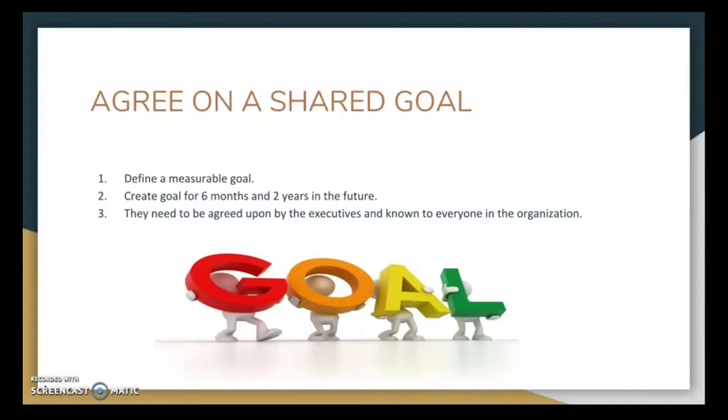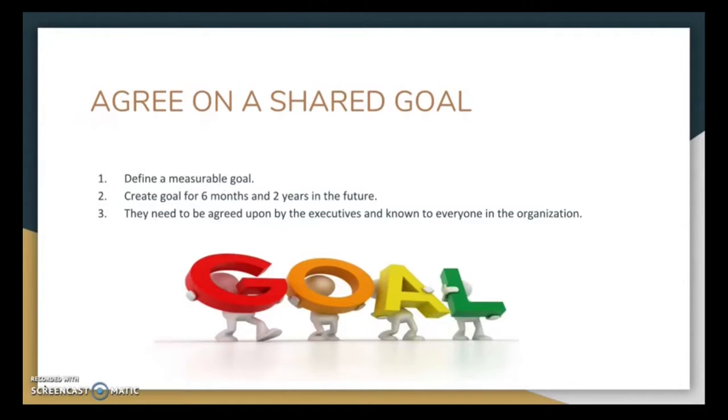The first slide that I'm going to be going over is to agree on a shared goal. So in the chapter it discusses agreeing on a goal altogether, rather than one department setting one goal, another department setting another. It's to set two goals, one 6 months in advance and one 2 years in the future. By doing that, you'll be able to achieve the goal better. It also needs to be agreed upon by all the executives and known to everyone in the organization.